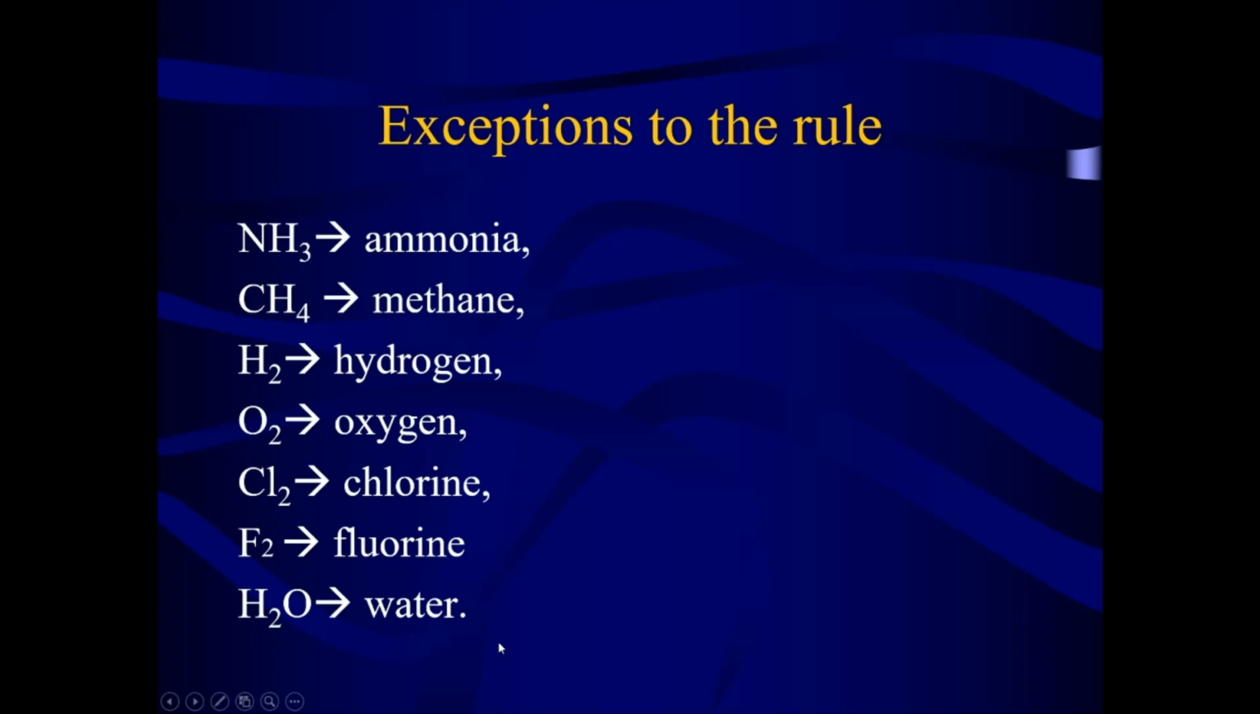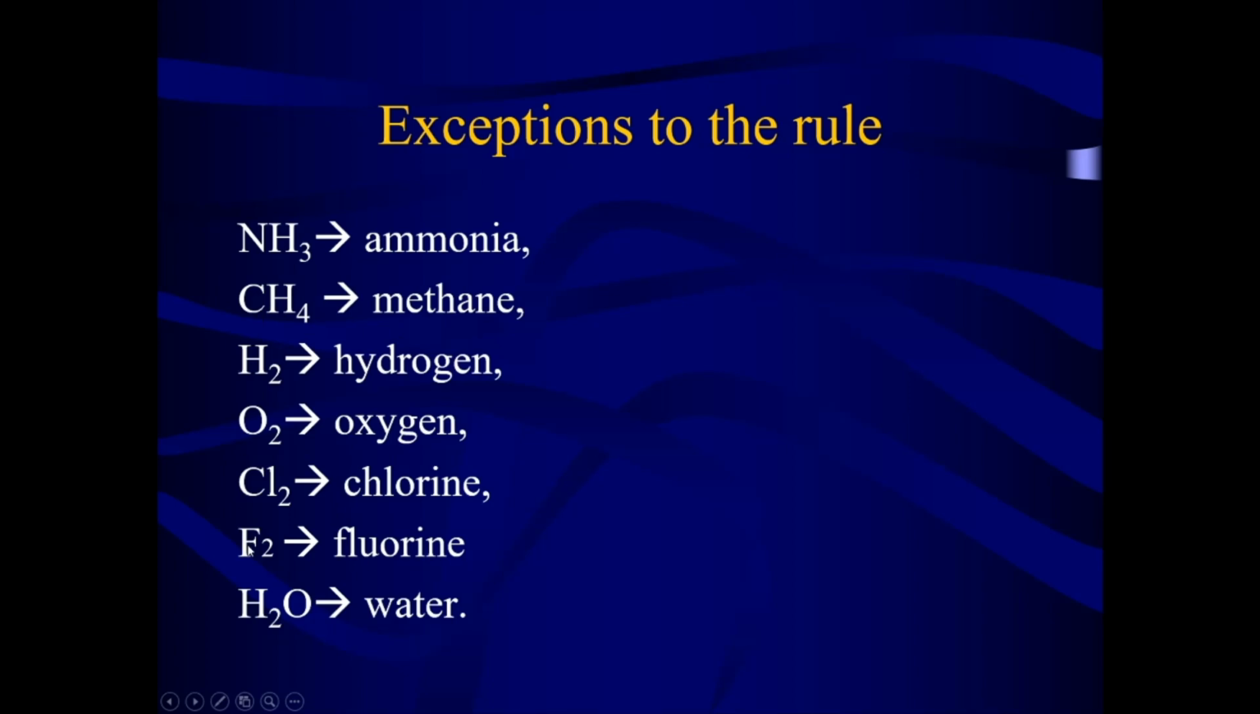So here are some exceptions to the rule. We could call this nitrogen trihydride, and this is carbon tetrahydride, but these actually have some names. So these are things that we just call by their normal names. So we have ammonia, NH3 is ammonia, CH4 is known as methane, H2, O2, Cl2, and F2.